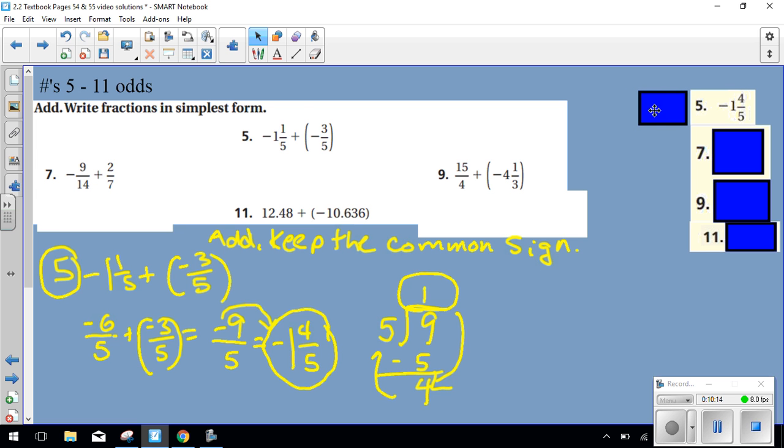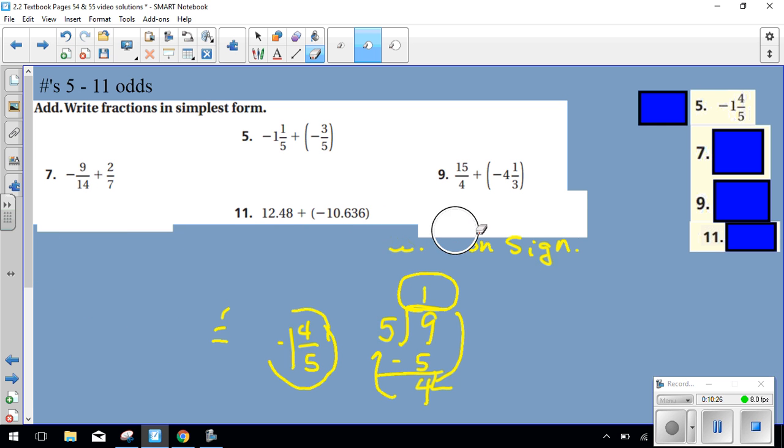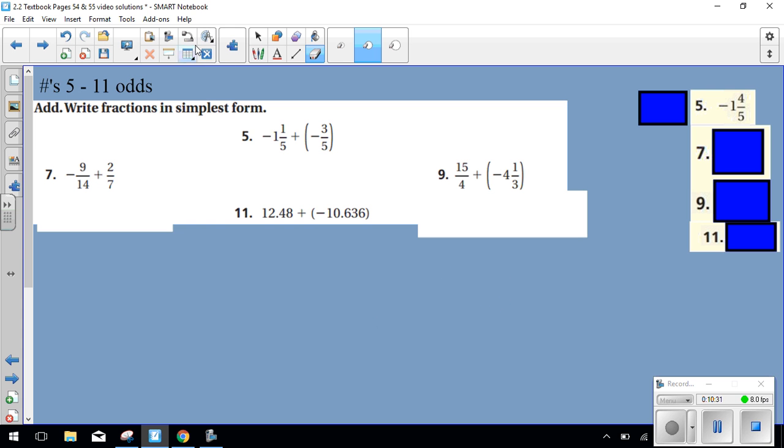Okay, so there's number 5. Let's go to number 6. Okay, so let's take a look at number 7. Clean up this board here a little. Okay, for number 7, we have -9/14 plus 2/7. When I take a look at this, you have to take these one step at a time.